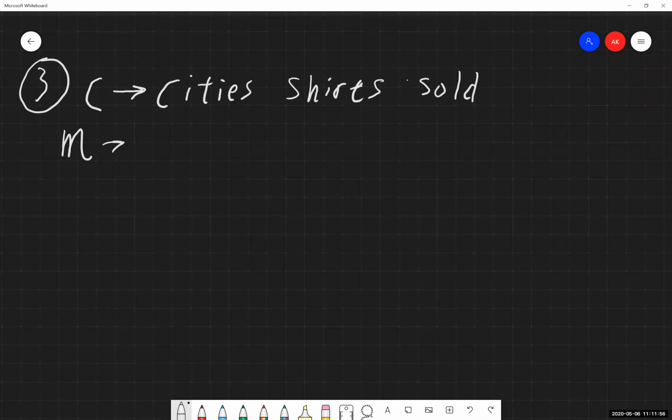So C is going to represent the number of cities t-shirts that were sold. It's the ones that have these cities and dates that were in there. I'll make a little clarifying note: cities and dates. And then M is going to represent the mashup shirts sold.